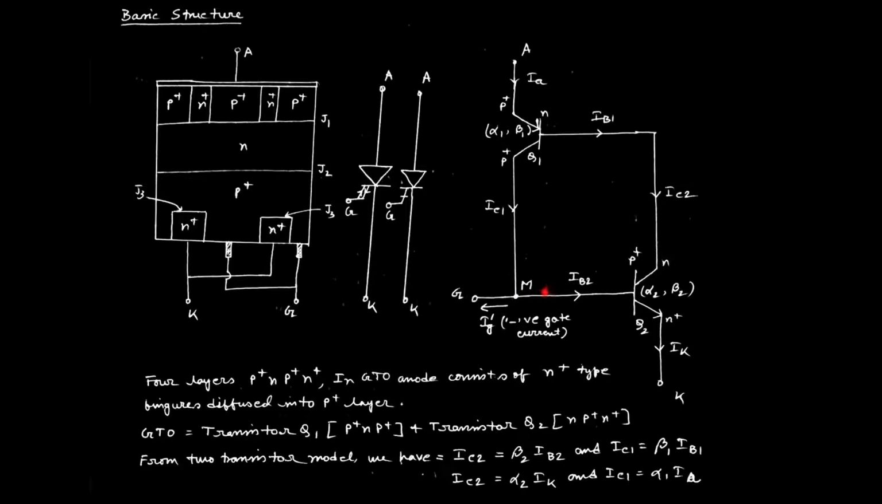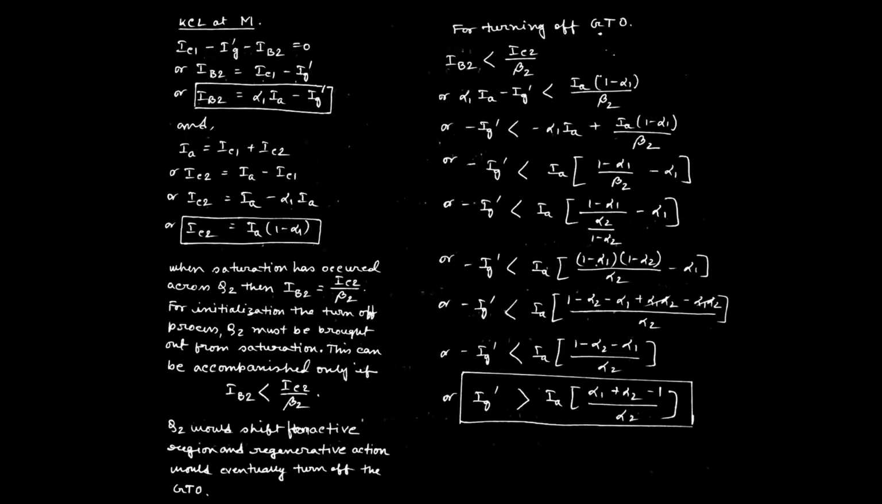That means this is the direction of the current from the node outwards, and this is the direction from node to other, and this is the direction towards the node. That means we can say IC1 minus IG dash minus IB2 gives 0. That is why we can write this expression. Okay, fine. So after simplification, we can get IB2 equal to IC1 minus IG dash.